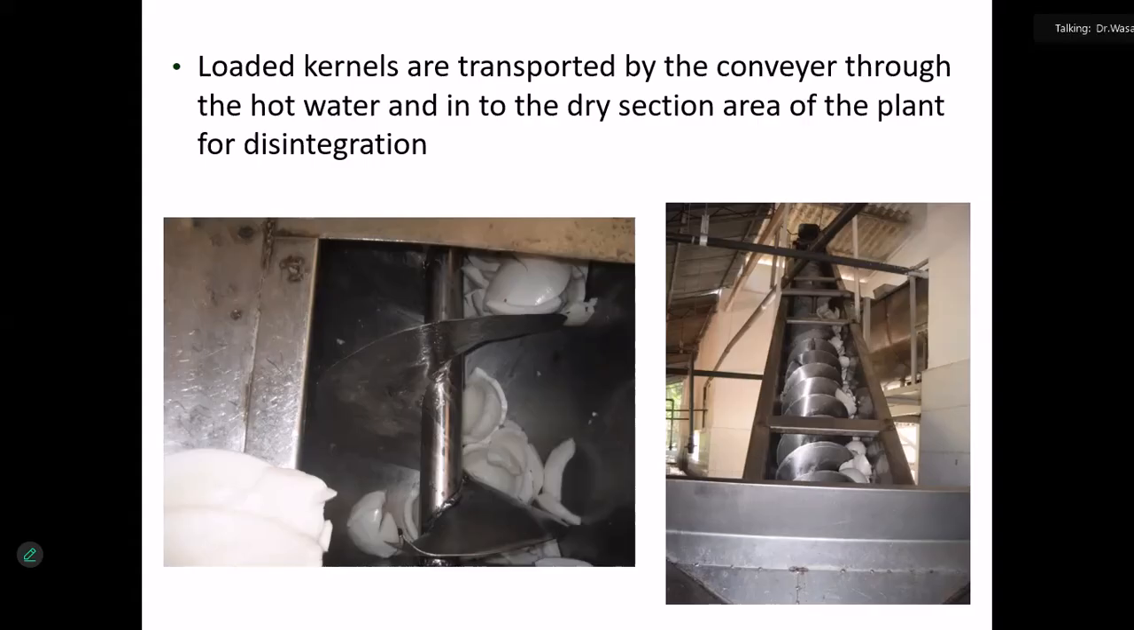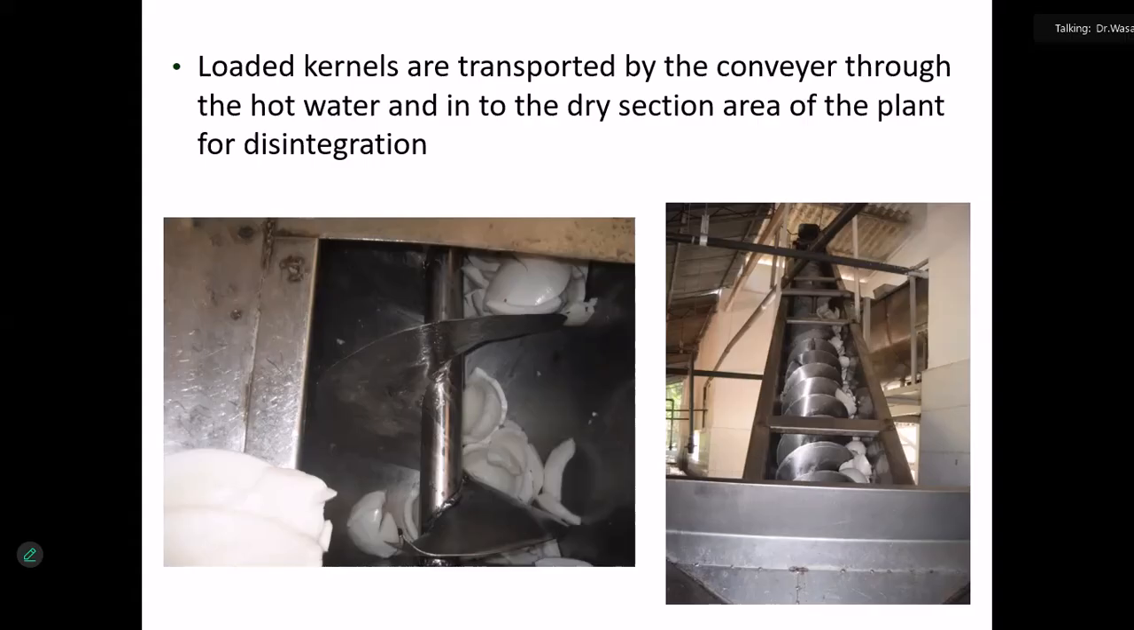Fourth step, blanching. In the factory, there are 4 steps in the wet section. On the growers' side there are 2 steps, seasoning and dehusking. So far we have completed 6 steps. Now we are starting dissection.